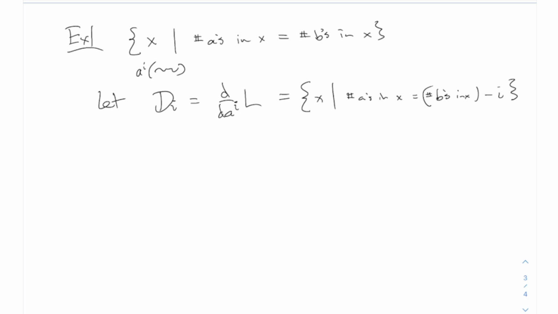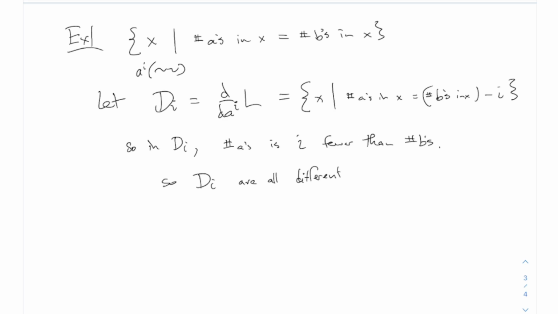So I will conclude with some formulaic words, like I said in all the other examples. So in d_i, the number of a's is i fewer than the number of b's, and that means that these are all different. So the d_i are all different. A little tricky. You've got to choose your derivatives wisely.